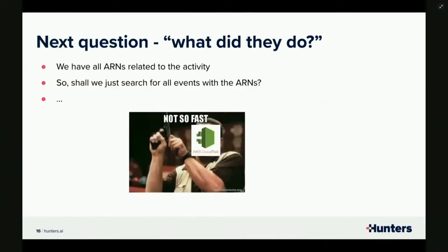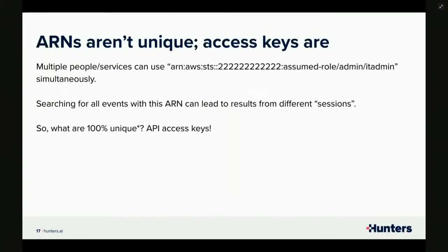Okay, so we have all the ARNs related to the activity. Why not just search for all the events with those ARNs, right? It's not so simple because ARNs aren't really unique. Different people and different services can use the same ARN or have the same assumed role ARN at the same time. So if we search for that ARN, we might get results from different sessions happening at the same time. And again, we're going for an accurate result here.